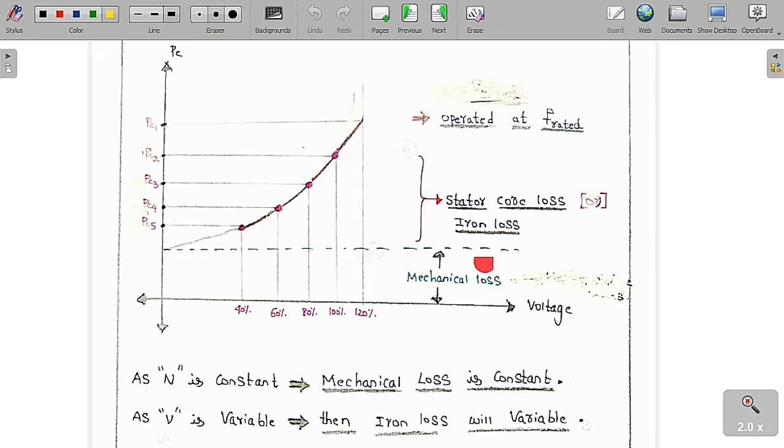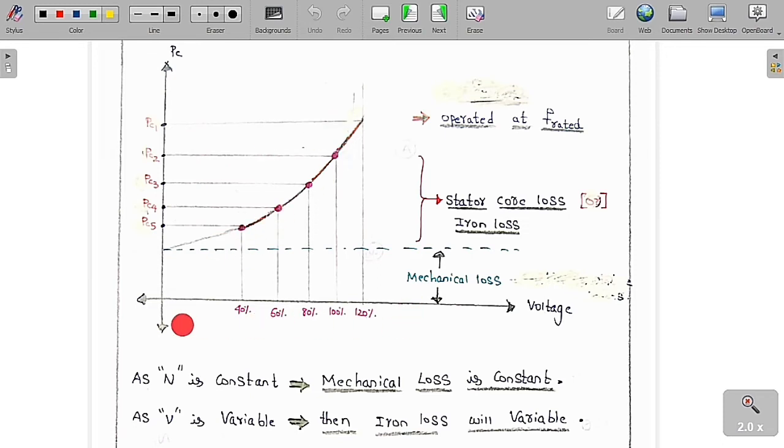This is called the mechanical loss, and the remaining part is called the stator core loss or iron loss, and the summation is called the constant losses. This is operated at the rated frequency. So this is the graph we are going to obtain at the rated frequency, with points PC1, PC2, PC3, PC4 and PC5.